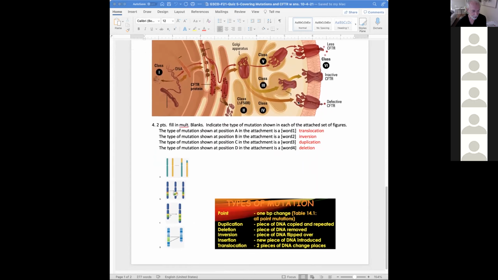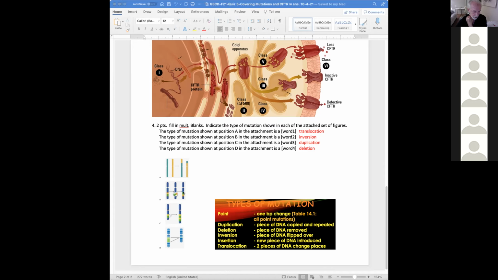And finally, the fourth question was about recognizing types of mutations. And this came directly from this slide in the mutation set. I showed you 4 pictures of chromosomes and asked you what type of mutation is represented by each. So number A is a translocation. We have these 2 chromosomes exchange tips, and that's called a translocation.